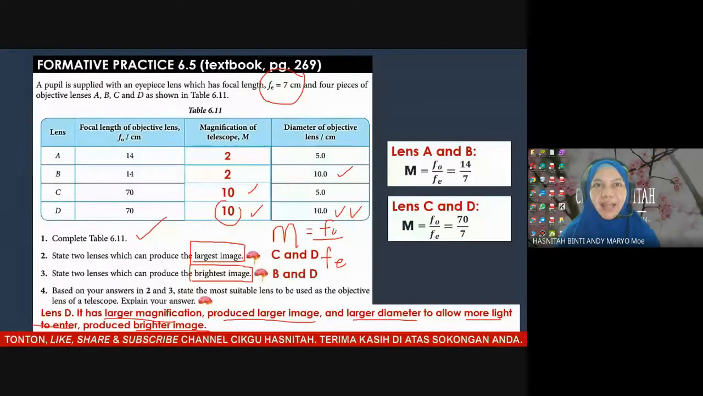Anything else before we end our discussion today on optical instrument? Can I have some response from you? Can you follow me? Boleh ikut cikgu tak?